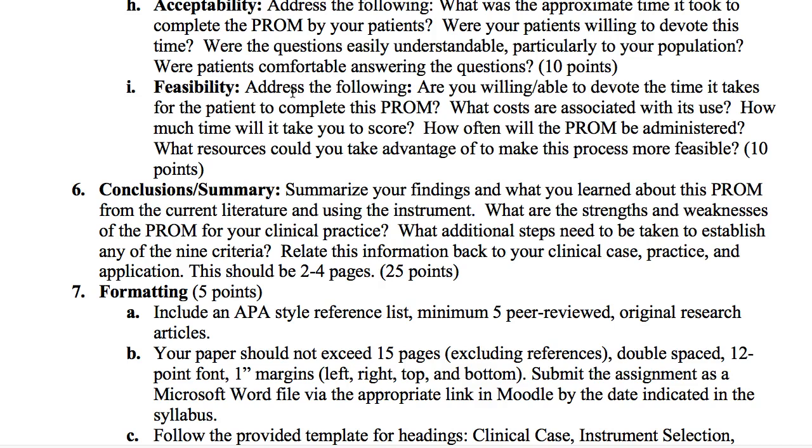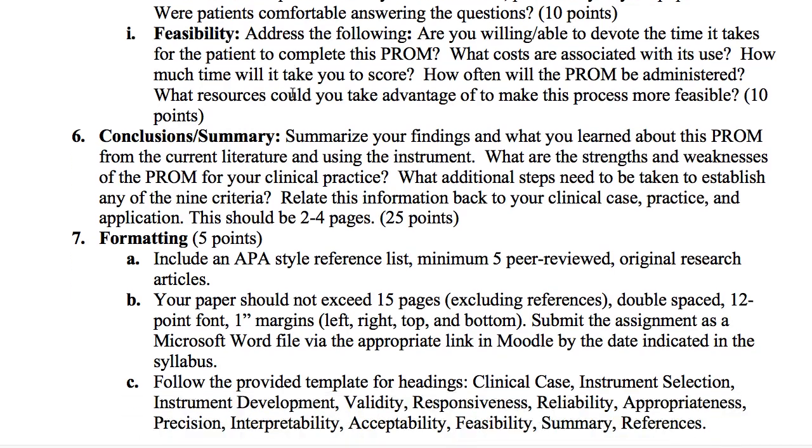How often will the PROM be administered? What resources could you take advantage of to make this process more feasible? Because some of these PROMs have online tools that you may be able to use. Use an iPad or the iPhone, or whatever phone that you may have with the different apps. So look into that too.